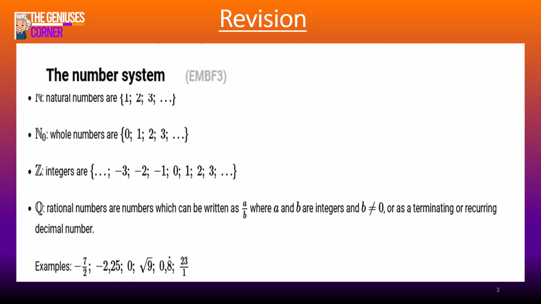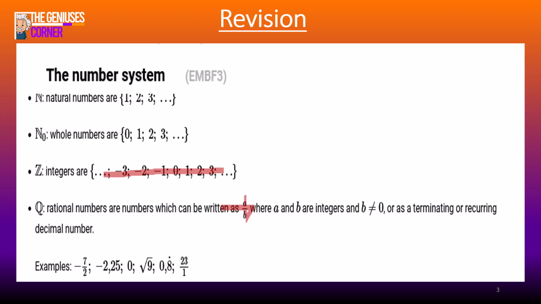Then we have integers. So integers start from negative infinity to positive infinity, and they include the 0. So what you can remember is that natural numbers don't have a 0. Whole numbers have a 0. So natural numbers are positive numbers without the 0. Whole numbers start from 0 to positive numbers, and the integers start from negative infinity to positive infinity.